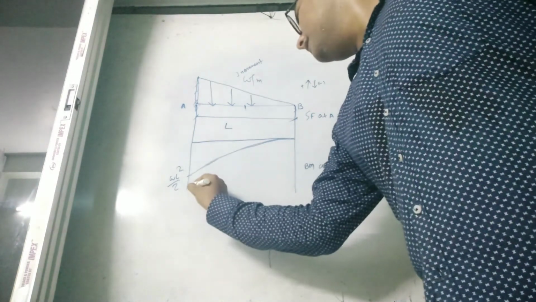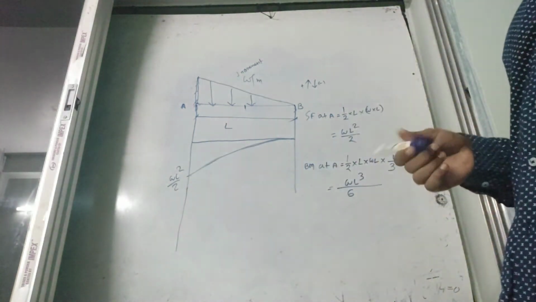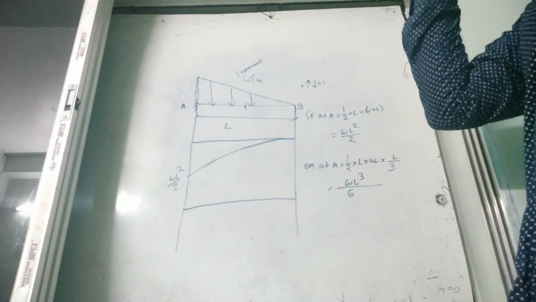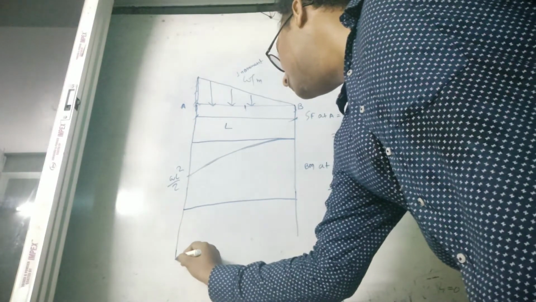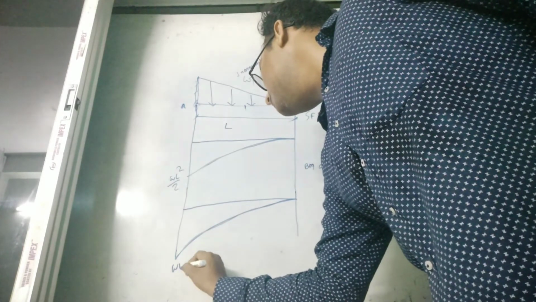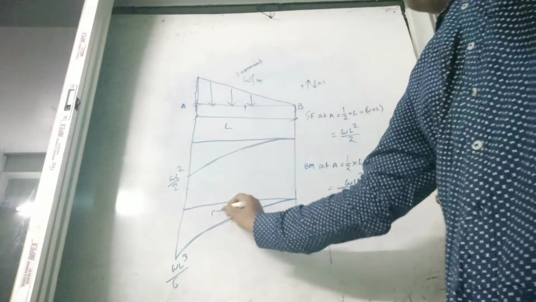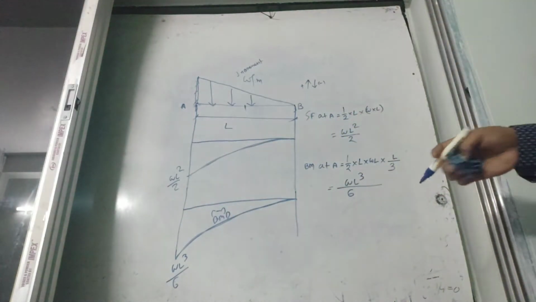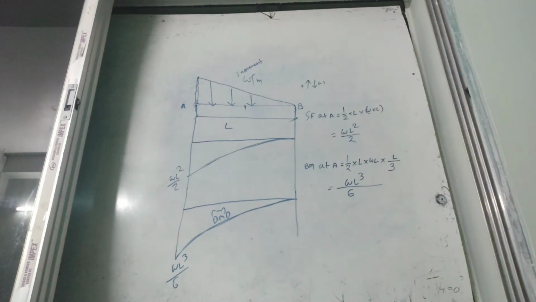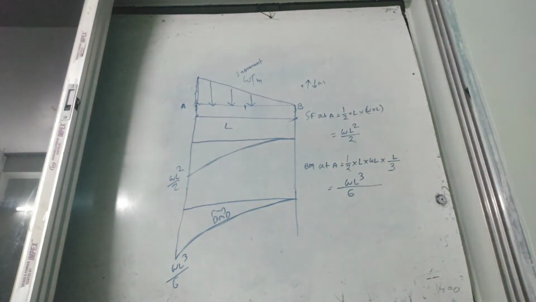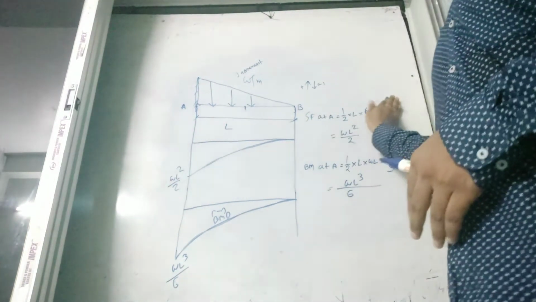So how do you go for that? Again, if we go for the negative zone, then bending moment taking WL cube by 6, WL cube by 6. This is the bending moment, the bending moment diagram. So according to this formula, we will easily calculate any type of shear force and bending moment. Next, I will go for the problem where we find the solution through this formula or by applying the basics.